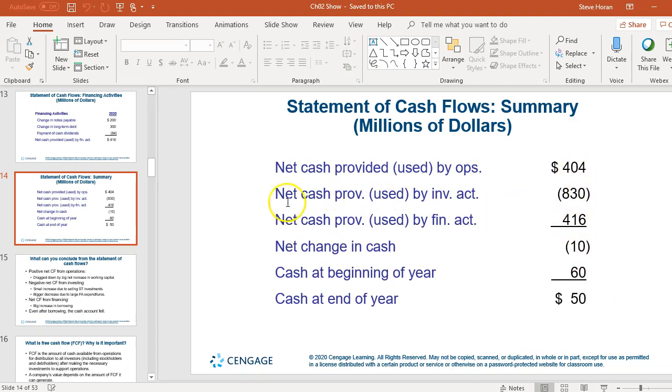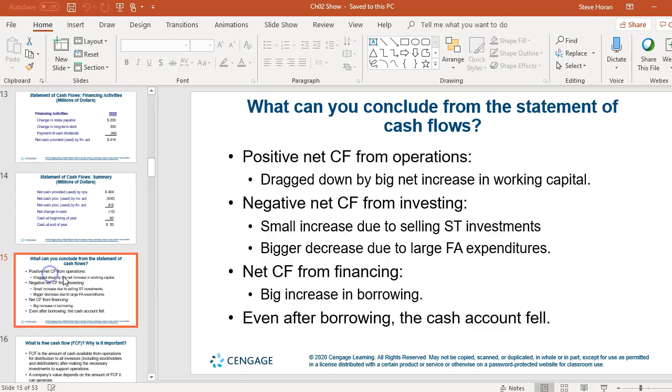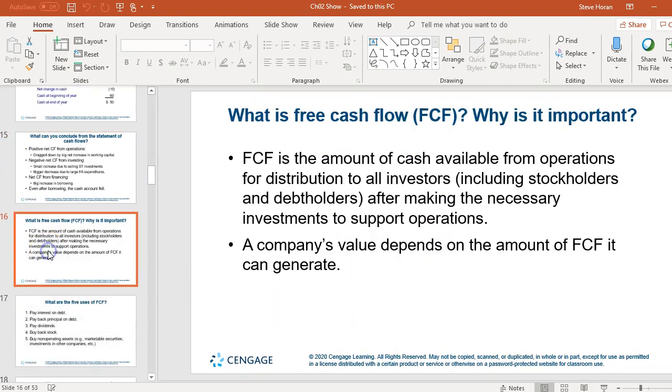So to finance that $830 million worth of property, plant, and equipment, I used some of my own cash that I generated. I borrowed some money. I took that and I invested that into property, plant, and equipment. Okay, so it kind of just tells us that. I already mentioned a few of these things right here, but ultimately cash fell.